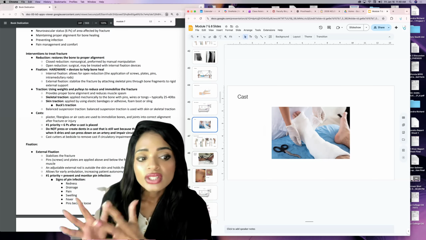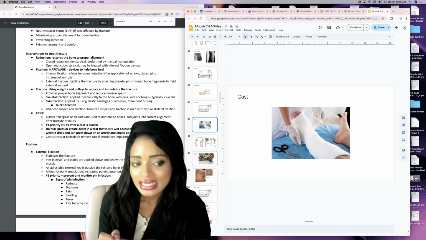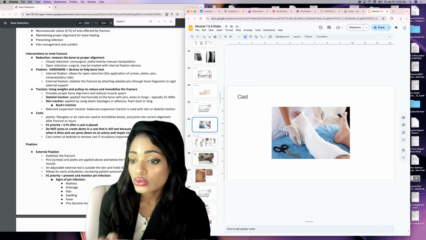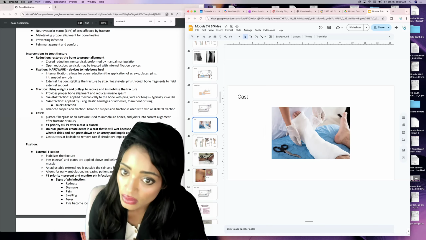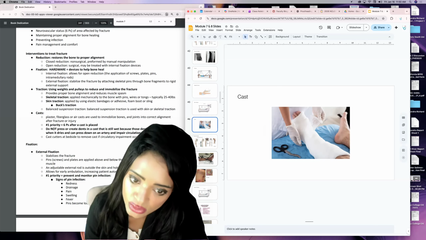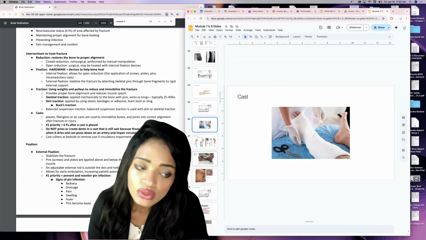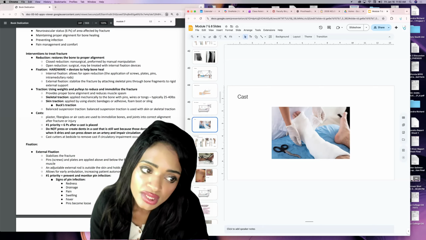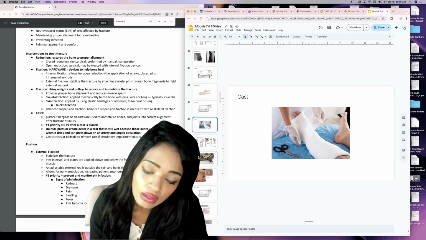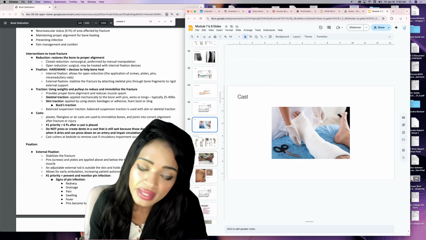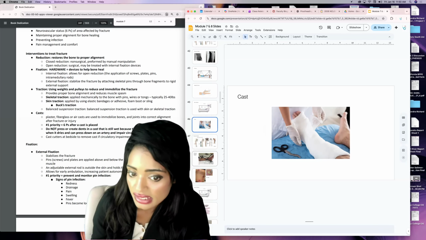Our number one concern with a cast is that it can be too tight and cut off blood flow, and that person could lose that extremity. So we're always going to do the 6 P's on an extremity with a cast, and we're going to learn about the 6 P's.